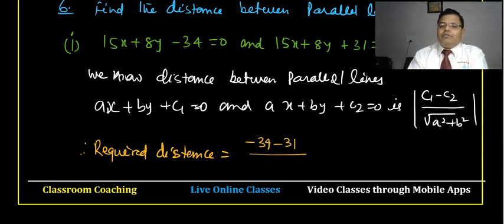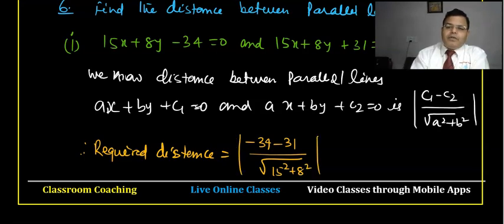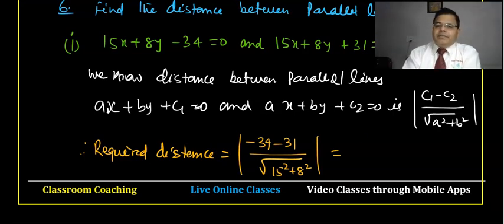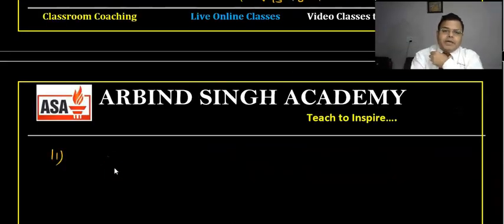It can be written as c2 minus c1, there is no problem because it is already positive, divided by under root 15 square plus 8 square. This is 34 plus 31, which is 65. Minus 65 will be plus 65 because of the modulus. And 15 square plus 8 square is 225 plus 64, which is 289, so the root is 17. So 65 by 17 is the answer.